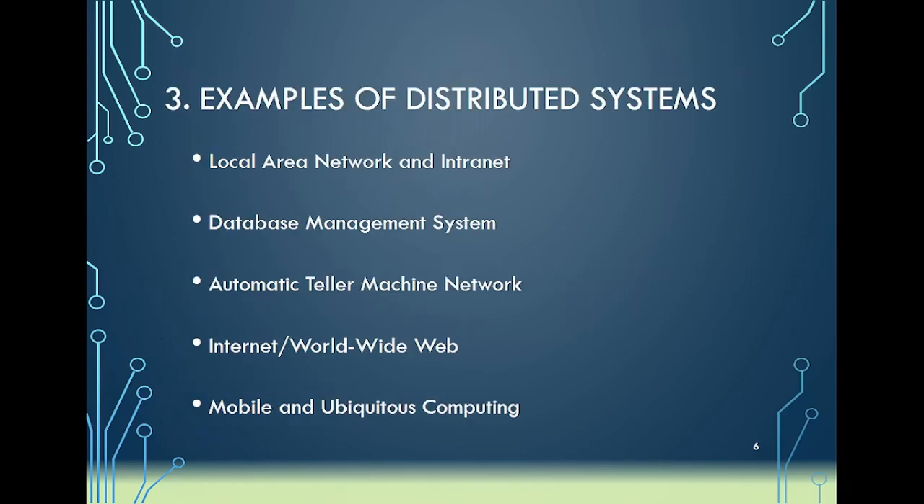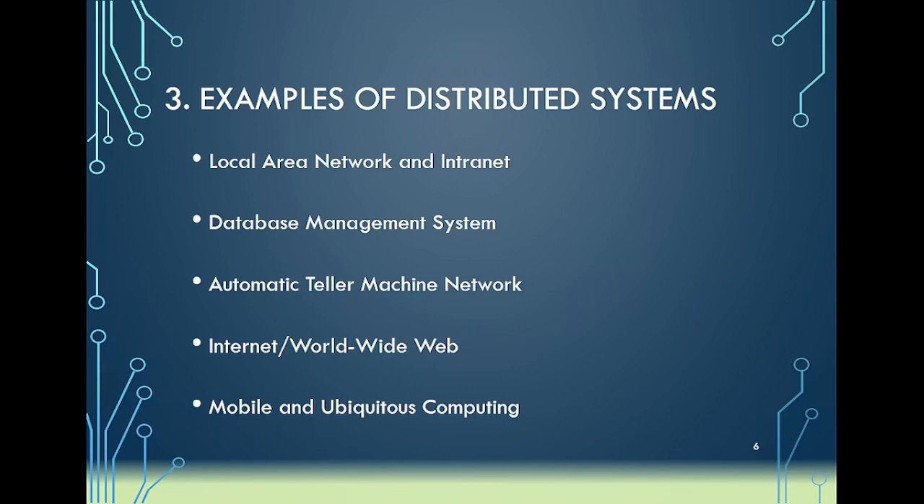So examples of distributed systems that you are aware of, we talk about local area network and intranet. That's why I started by mentioning that we must have some kind of fundamental understanding of how computer network operates. We also have database management system, right? Looking at this kind of arrangement, data can be replicated across different platforms, and we can update our data using different applications from different locations and everything.